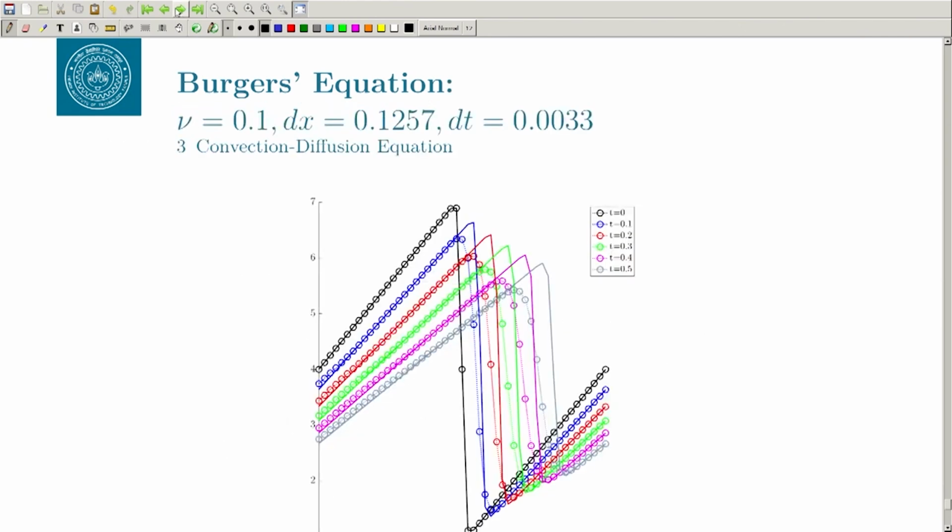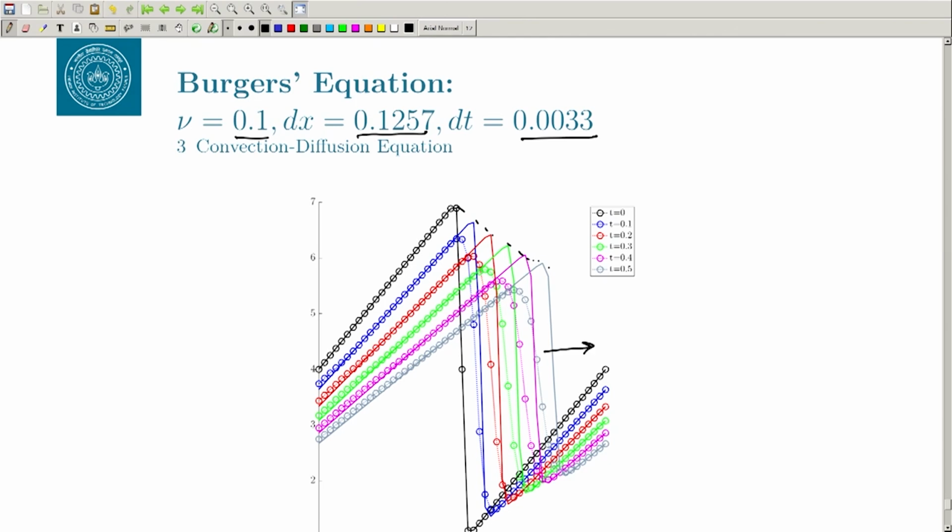I will show you the comparison between the analytical solution and the numerical solution for this problem. I have taken nu equal to 0.1, it is a coarse mesh, dx equal to 1257 and dt is 0.0033, and what you see here, the lines are the analytical solution. You can see that the magnitude is going down in this direction, that is because of the diffusion, and remember this is an analytical solution, so there is no numerical diffusion here, and it is convecting to the right, that is because of the convection.